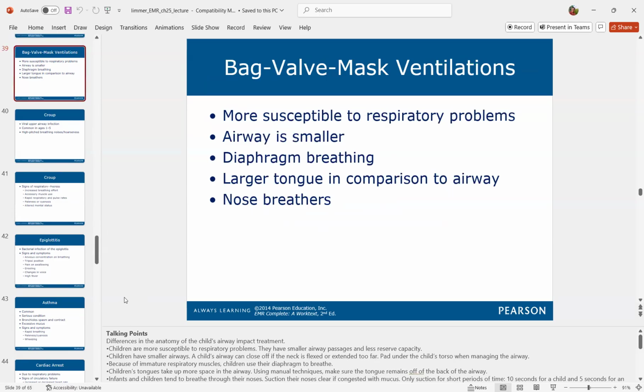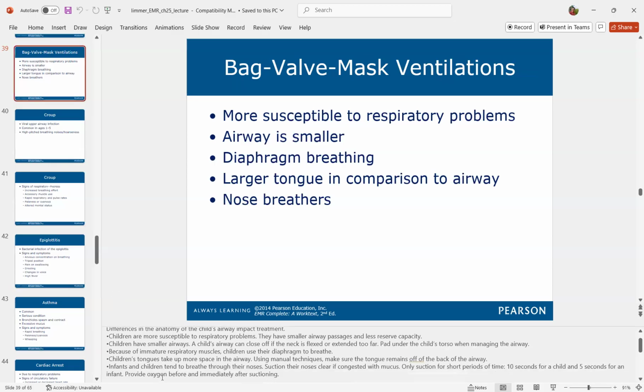For bag valve masks, children, again, are more susceptible to respiratory problems, have smaller airways, are diaphragm breathers, and have larger tongues in comparison to the airway. I kind of talked about this. They're nose breathers. When we're using a BVM on an infant or child, just remember we want to do it so we just get chest rise. We don't want to blow their lungs completely apart. So we want to do it just enough to get that chest rise and fall on our breathing.